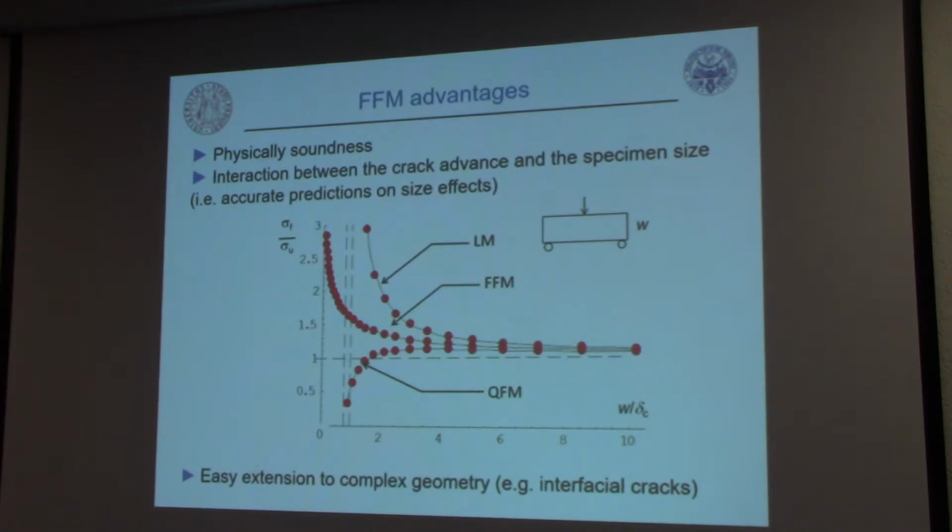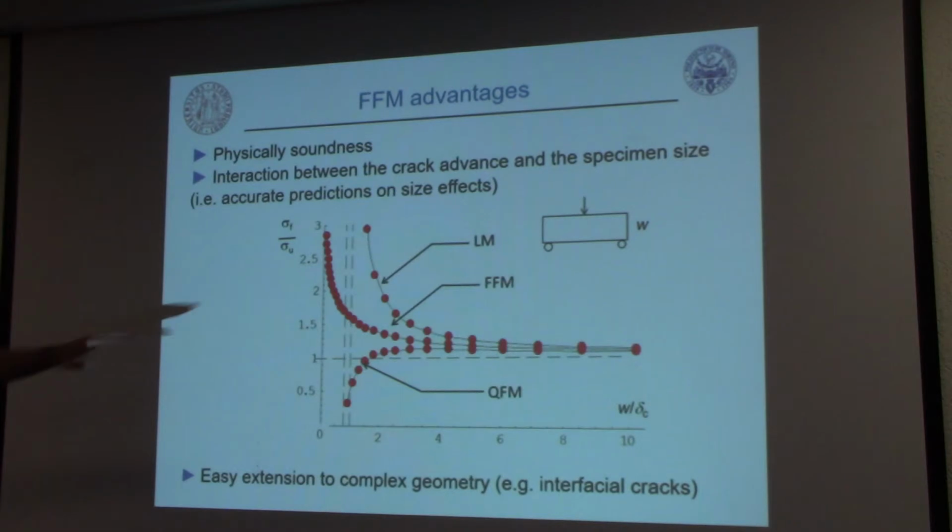And finite fracture mechanics basically trusts both criteria, both conditions. Another advantage of finite fracture mechanics is related to the fact that the crack advance is not a material property, so it's a structural parameter. And so this allows it to describe size effects better.